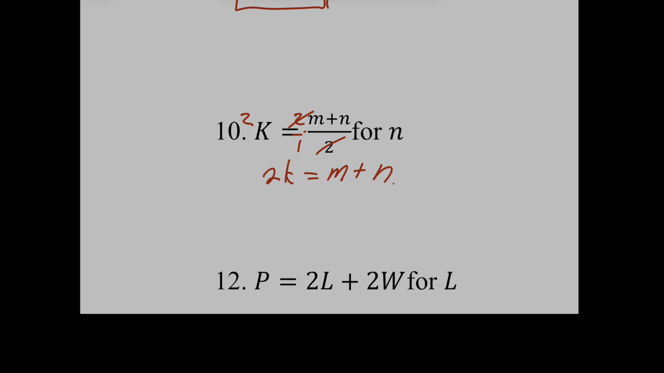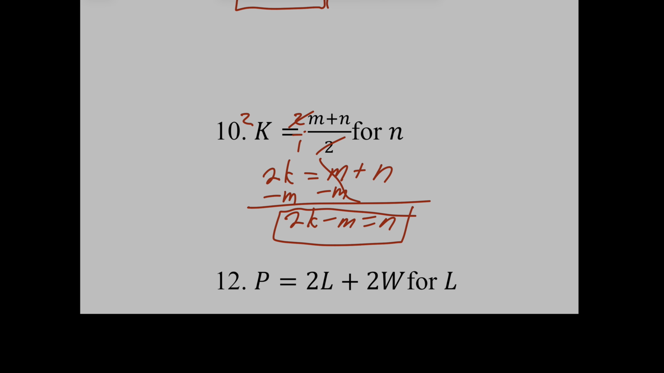Now I want N by itself. It's being added with the M, so we're going to subtract, not multiply or divide. We're going to subtract it. 2K minus M equals N. And that, my friends, is the answer.